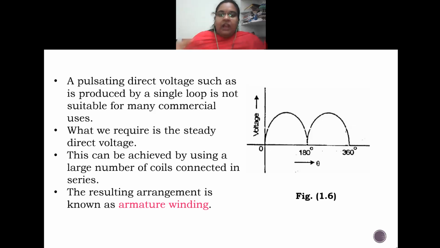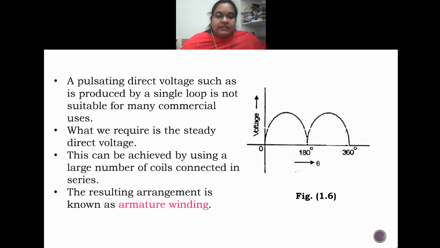Because the voltage varies throughout the cycle, the voltage we get is very pulsating and cannot be used for commercial purposes. What we require is a steady direct voltage. This can be achieved by using a large number of coils connected in series. If instead of a single loop we have multiple loops, multiple voltages are generated, and that makes sure that the output we get is a smooth direct voltage.